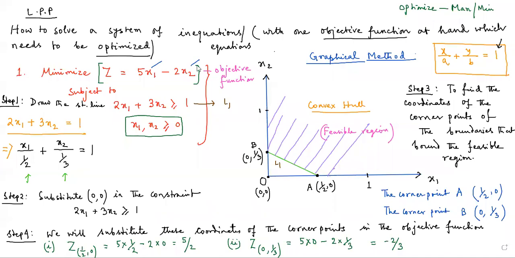So can I go to the next page? Yes, sir. So all the corner points I have substituted over here in the objective function. Now there is a theorem in the linear programming problem. The theorem says that if you want to find the optimized value of the objective function, that is the maximized value or the minimized value of the objective function, we don't have to substitute every point on the objective function.